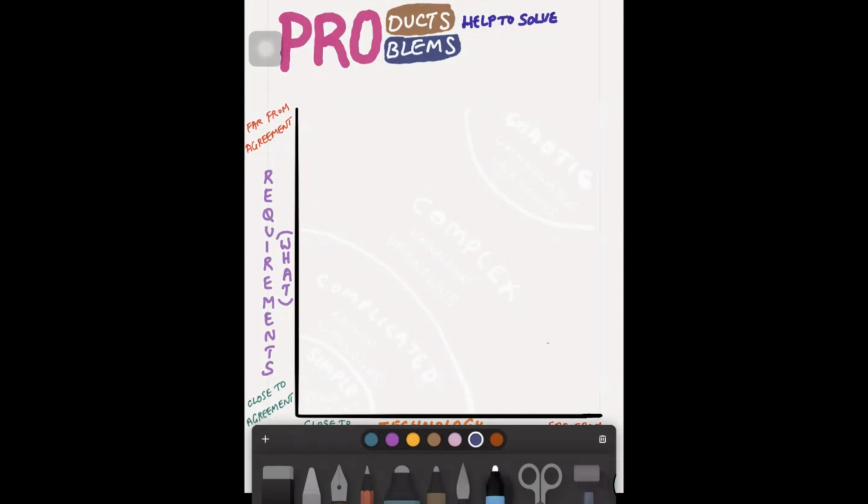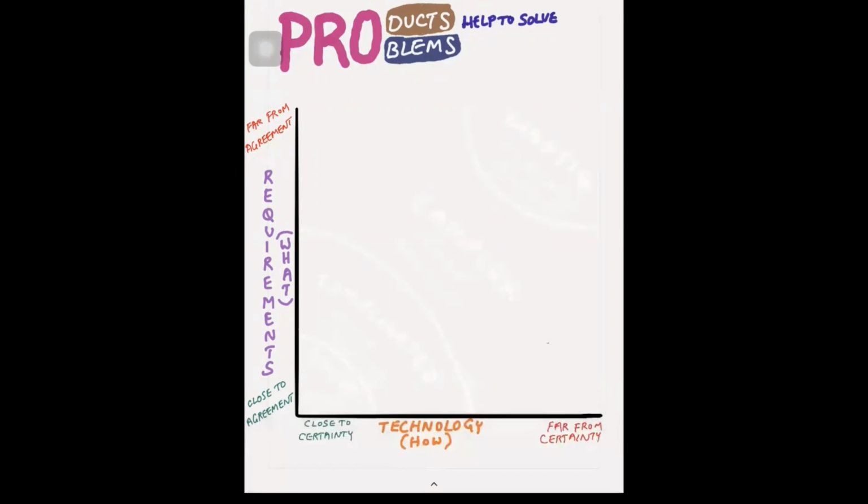Now, any problem can be categorized into 4 different types based on 2 parameters. The y-axis parameter on my screen is requirements. That means the what part of the problem, which is ranging from close to agreement. That means the problem is crystal clear. Everything is upfront, very, very clear about the problem. To far from agreement means you don't know what problem you're going to solve.